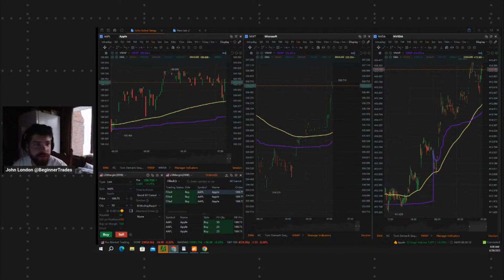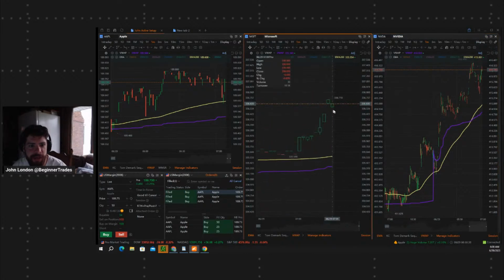We did get a nice little bounce on Apple here after a pullback. So we're about flat. Microsoft, you can see, has a really nice run this morning. It's really what's pushing up everything. Look at Microsoft pop up to 336.60 here. NVIDIA bouncing up a little bit as well.